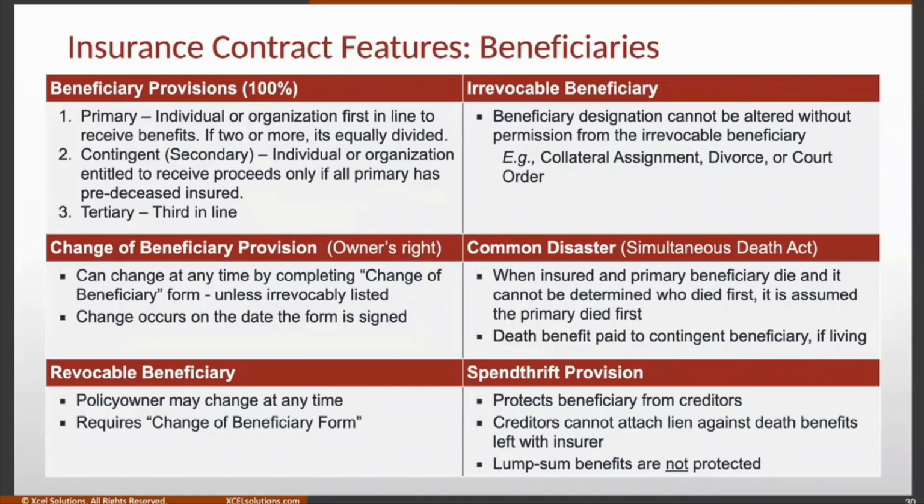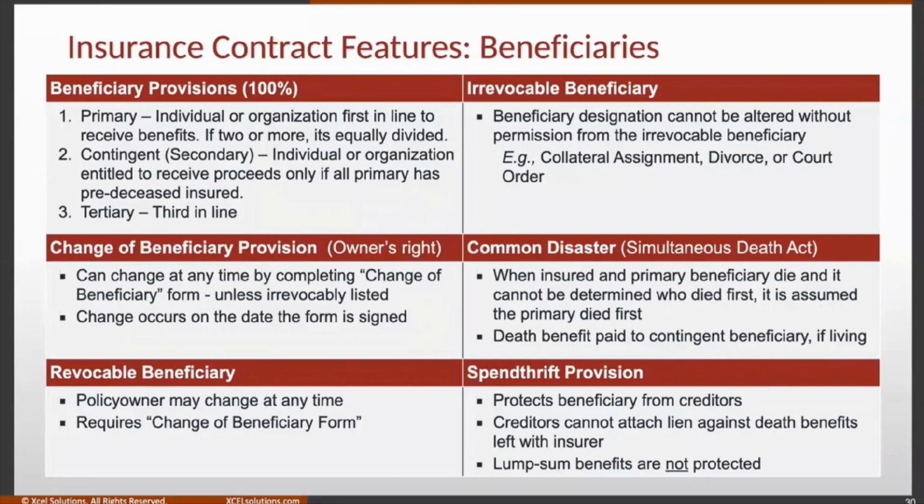Change of beneficiary. This is an ownership right of the policy owner. When you name a beneficiary revocable, you can change it anytime you want, but you must always make the change of a beneficiary in writing. Beneficiary can change at any time by completing a change of beneficiary form. Must be done in writing, unless that beneficiary has been named irrevocable. Change occurs on the date the form is signed.